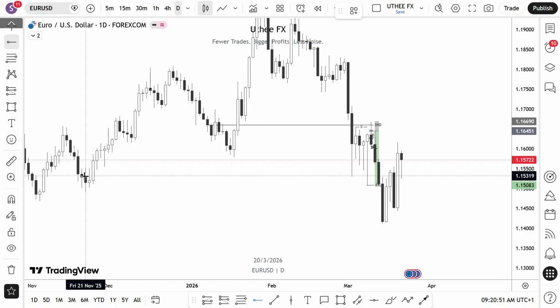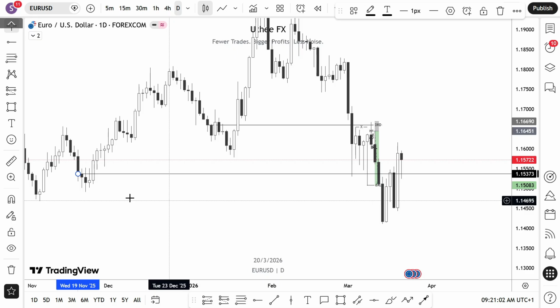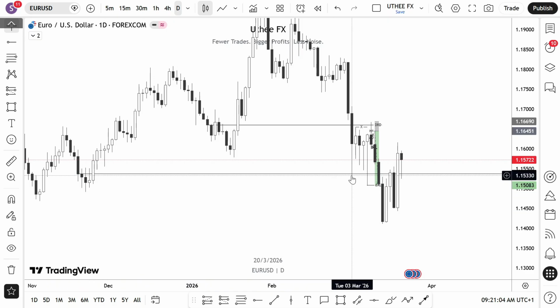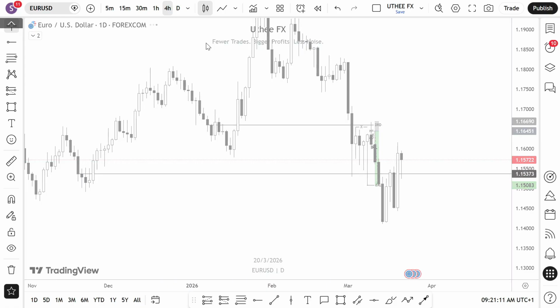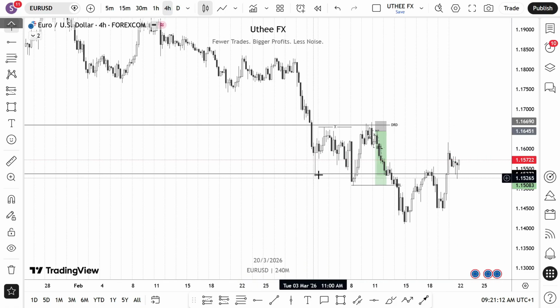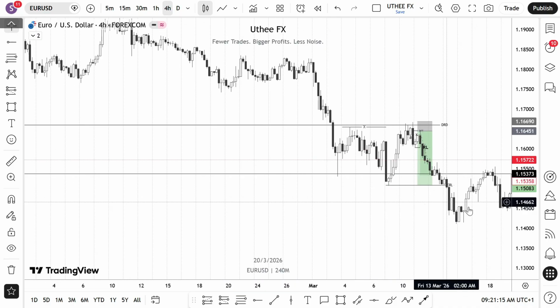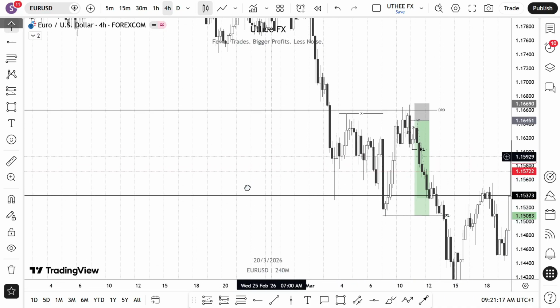Just mark any candle where you see a rejection and try to figure out where it rejects. Let's say you mark this candle. It rejects here. You see this candle, it rejects here. Daily rejecting a daily key level. But the difference is that if you go to the 4 hour time frame now, you will not see the breakout.